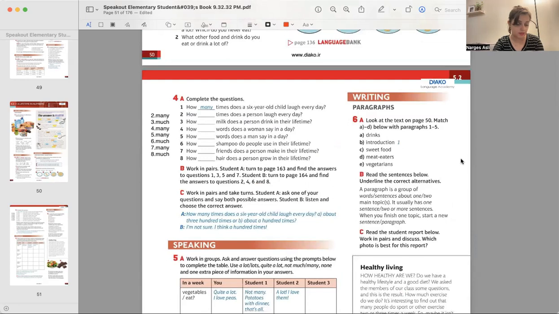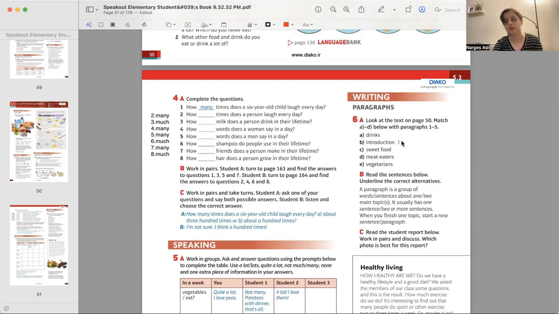خب بریم قسمت قشنگ رایتینگ. بچه ها رایتینگ هایی که میگم 10 پاراگراف بنویسین یا کامنت بنویسین که کارکتتون کنم یا نرگس لینگو اینستاگرام برام دایرکت کنین و من کارکتت کنم. این رایتینگ خوبه. Look at the text on page 50. Match A to D below the paragraph 1 to 5.